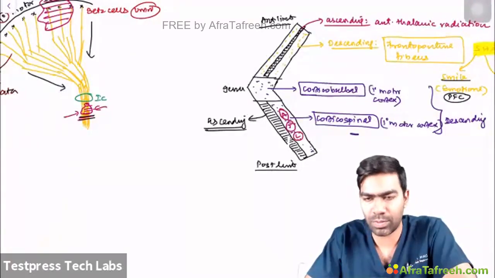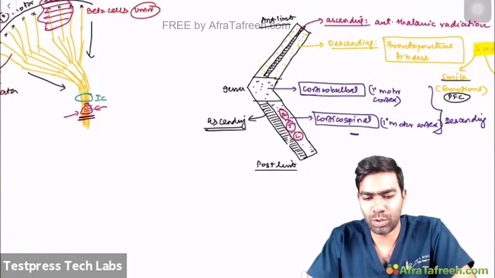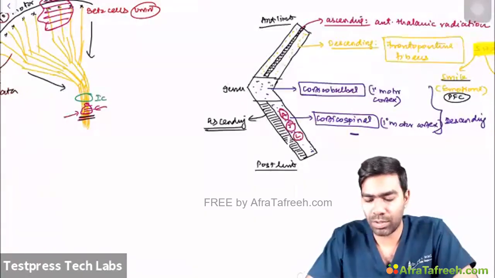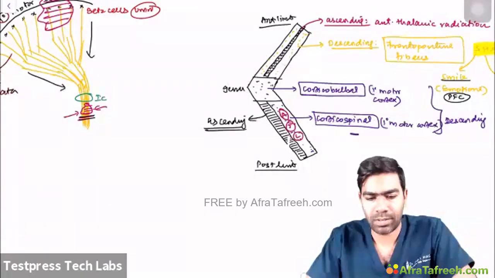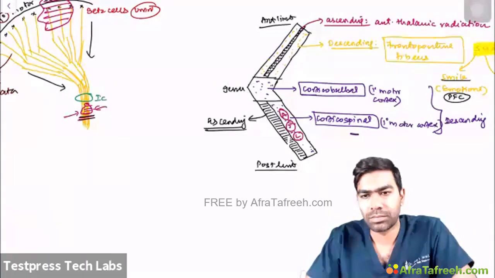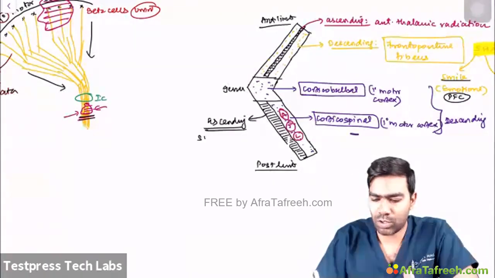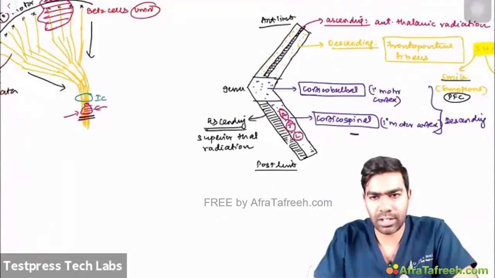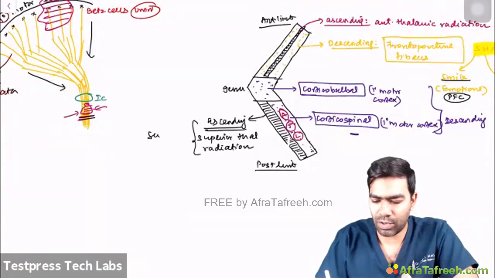So what are these ascending fibers going to the posterior limb of the internal capsule? No, retrolentiform we are not talking about. Posterior limb of the internal capsule. Yes, these are called the superior thalamic radiation, and this is a gateway for the sensory pathway.